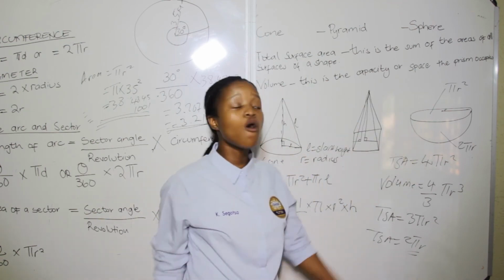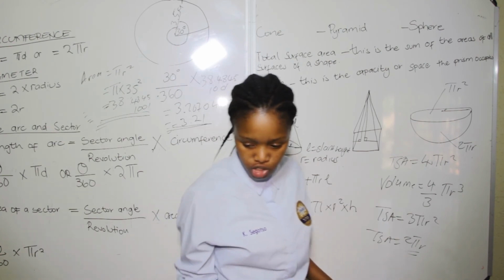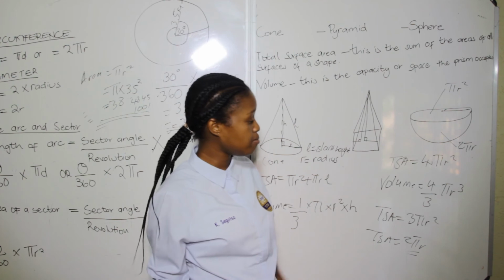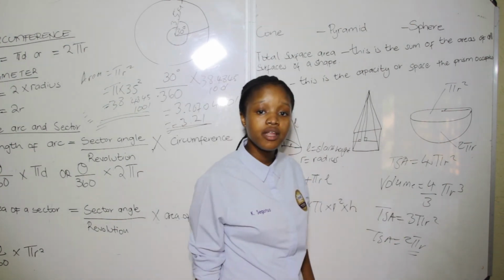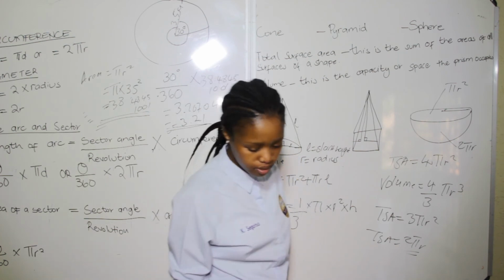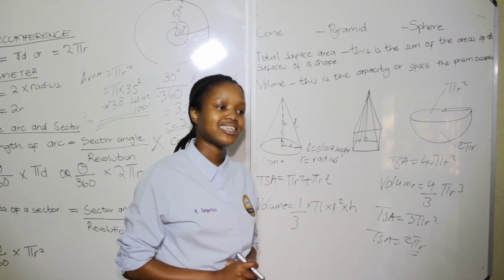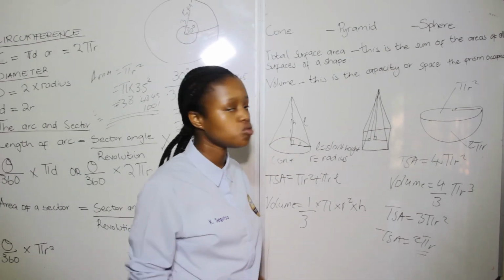The volume for all of these three items is not going to change. The volume remains the same. You're still going to use 4 over 3 multiplied by pi r cubed. So I hope for all of these you can attempt paper 3 and paper 2 questions.